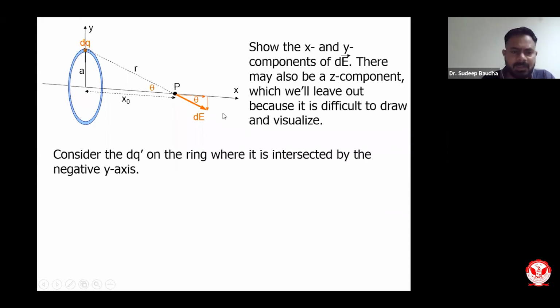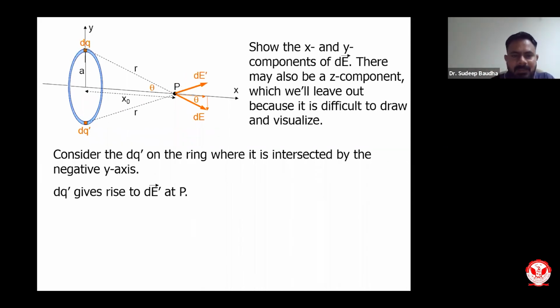Right. Now let us consider another dq' on the ring where it is intersected by the negative y-axis. So I have considered dq at the positive x-axis. Now if I extend this axis, then at this point I can have dq', which will be exactly similar to this, but in the opposite direction of this. And because of this small dq', there will again be dE' or some amount of electric field at P. So let me define this also.